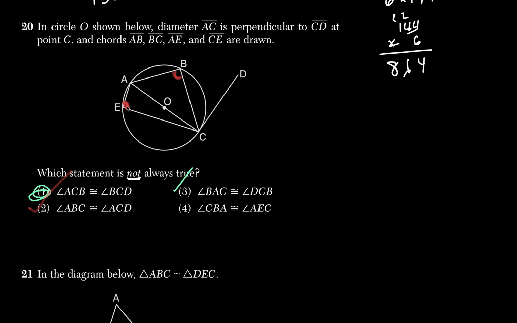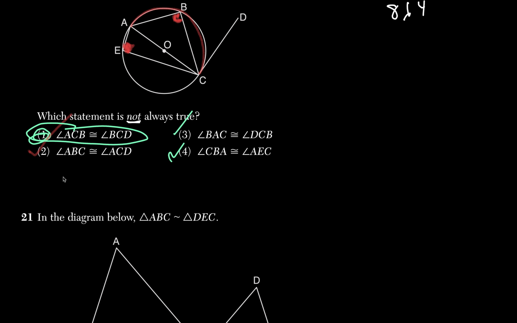This angle here intercepts arc AC from this side, which is 180 degrees, which makes this angle a right angle, 90 degrees. And ABC intercepts the arc AC, which makes this a 90-degree angle. And right angles are congruent to each other, so choice 4 is also always going to be true. The only one that's not going to be true is choice 1.